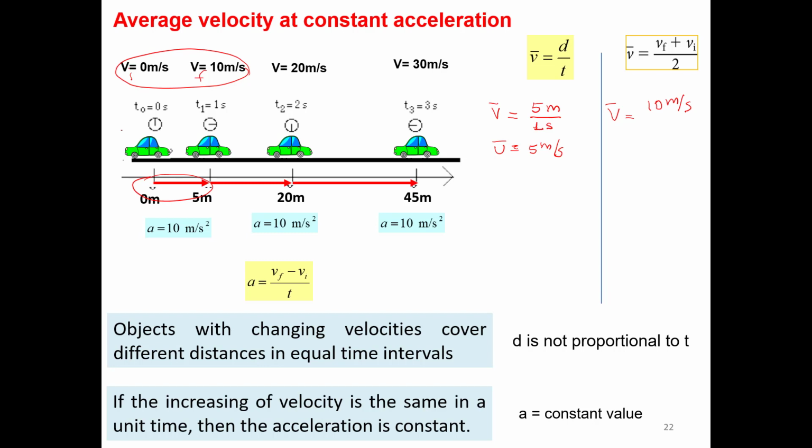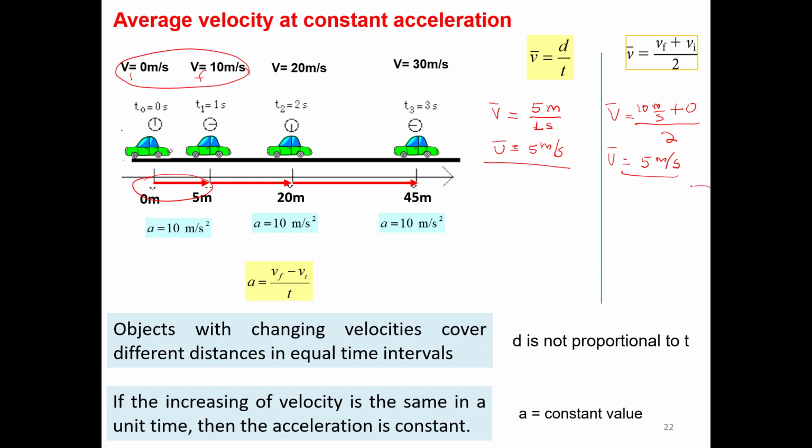Let me write all the numbers. The final will be 10 meters per second plus 0, divided by 2. Then the average velocity will be 10 plus 0 is 10, 10 divided by 2 is 5 meters per second. Then we can see we got the same answer.